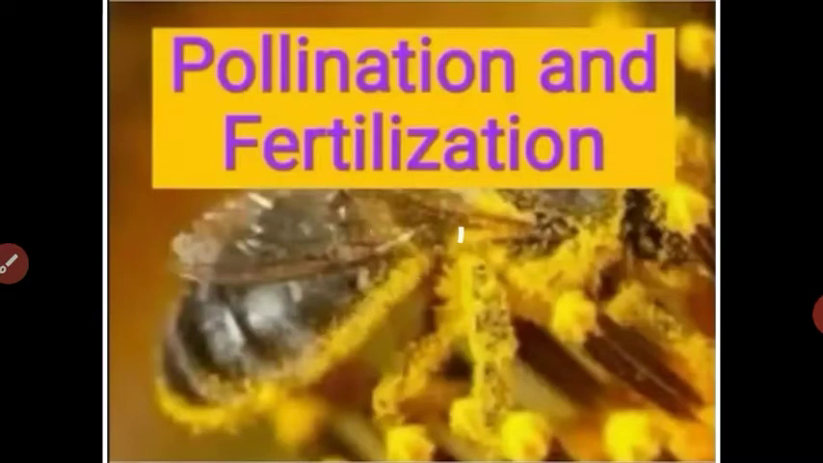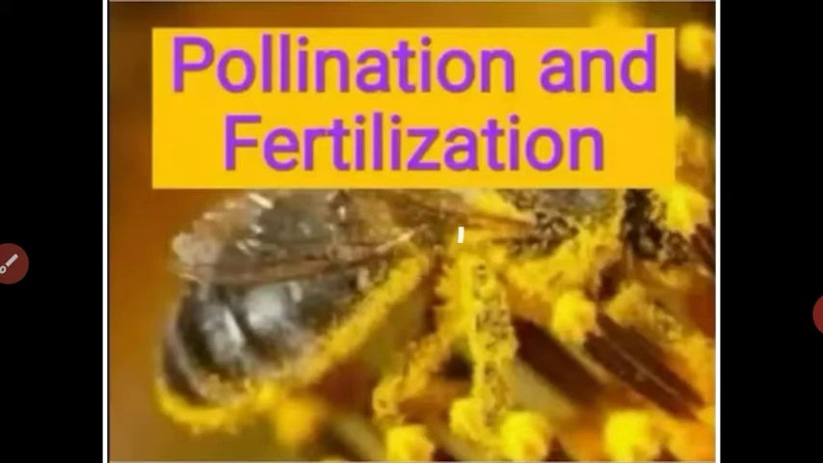This video is the continuation video of pollination and fertilization. In the previous video, we have already studied about pollination. So as you know, student, pollination means what? The pollen grain is transferred from anther to the stigma. This is called pollination.